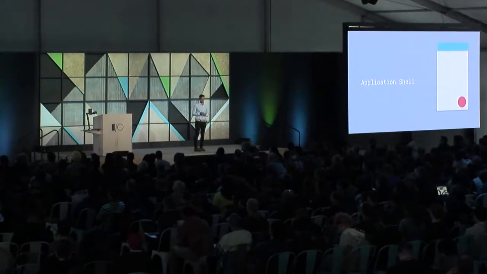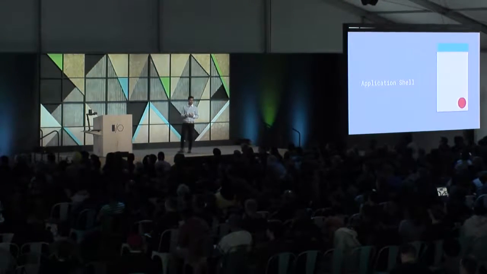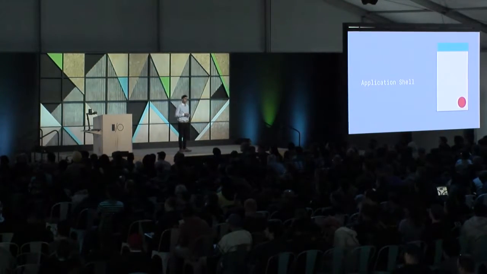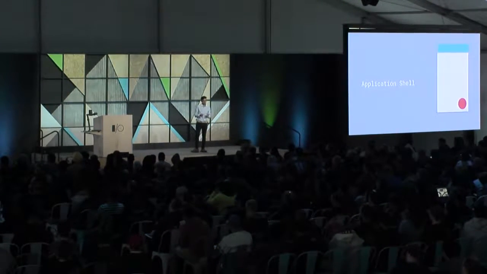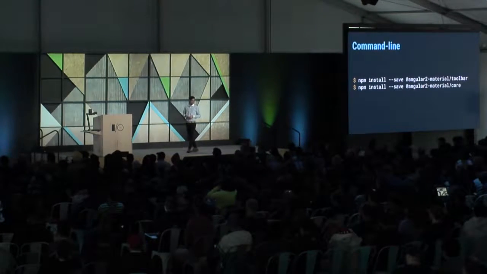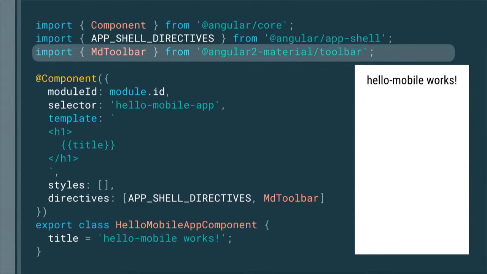Next up, we've got the application shell. So by creating a new project with the Angular CLI and the mobile flag, the application already has a build step configured to generate you an application shell from your root component. So here, we're going to just use the main component that Angular CLI created for us to create our application shell. We're going to do something with Angular material. So let's say that we will just add a toolbar to this application. So we npm install the dependencies we need for this toolbar. And then we register the toolbar inside of our main Hello Mobile component in this case.